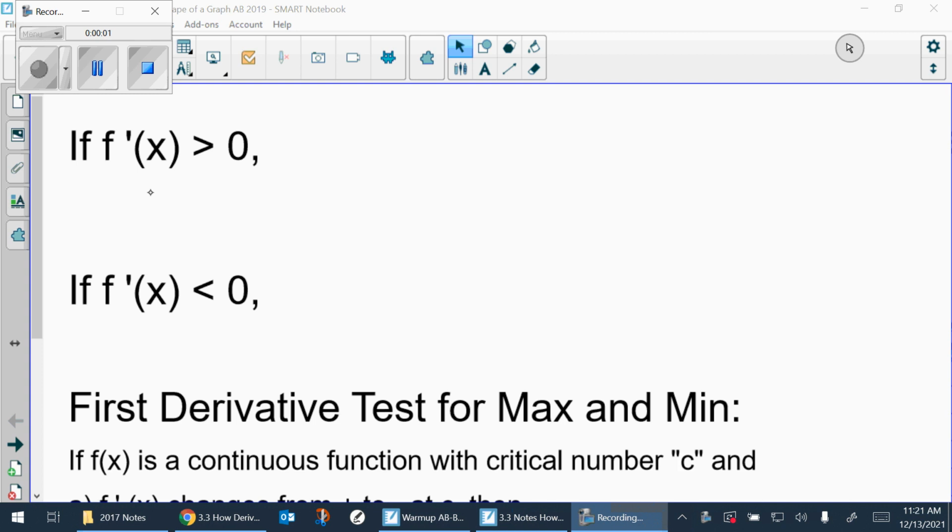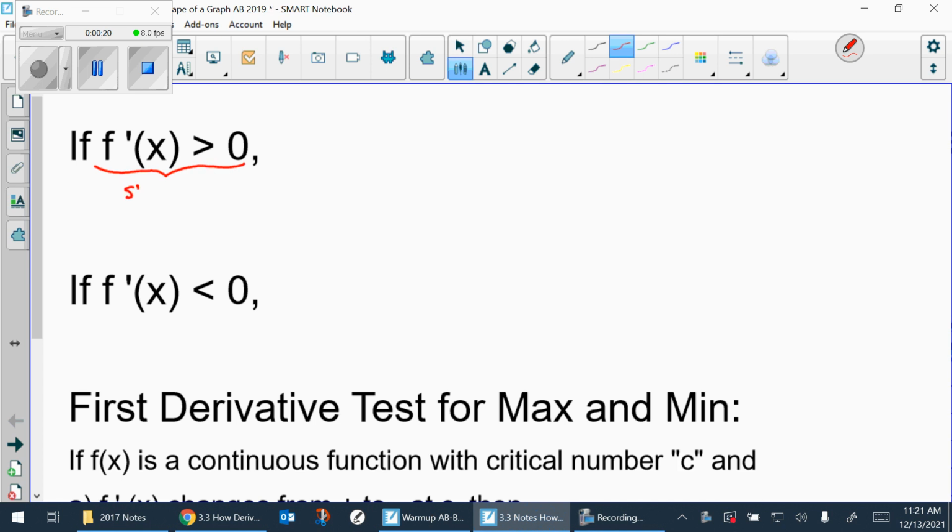We're going to discuss how derivatives affect the shapes of graphs. Now, initially, we're talking about if the derivative is greater than 0. Remember what that would mean. That would mean that the slope is greater than 0. Can you draw something in the air with your finger where the slope is greater than 0? And you probably drew something that went like this.